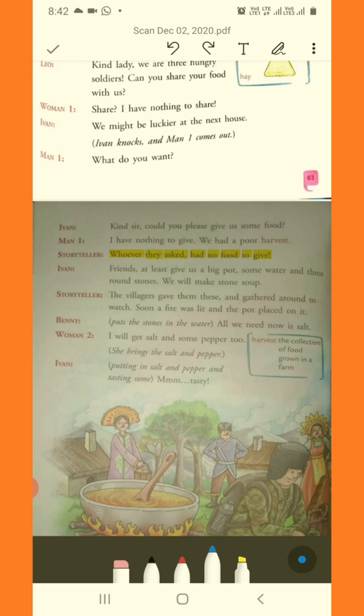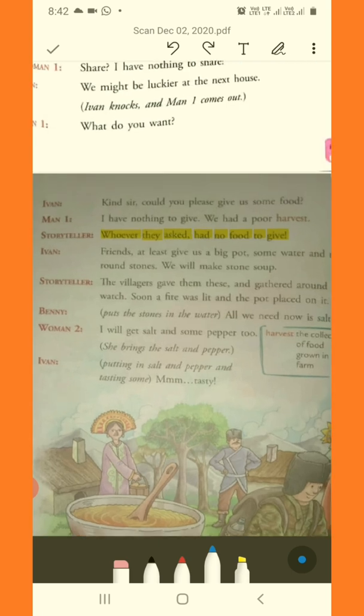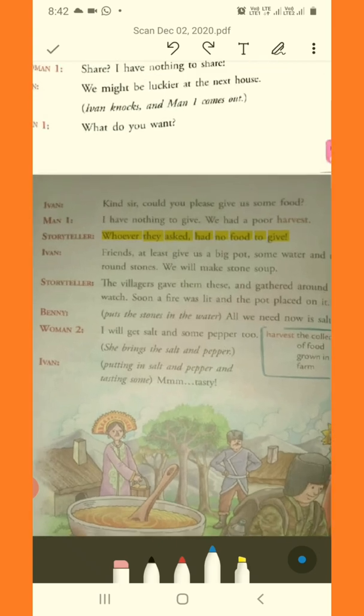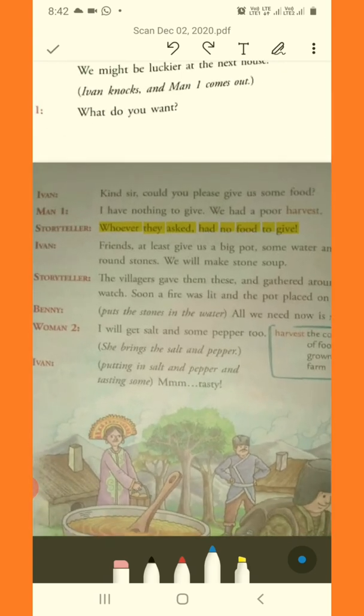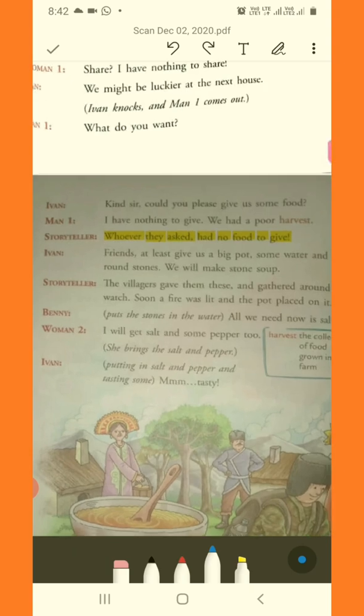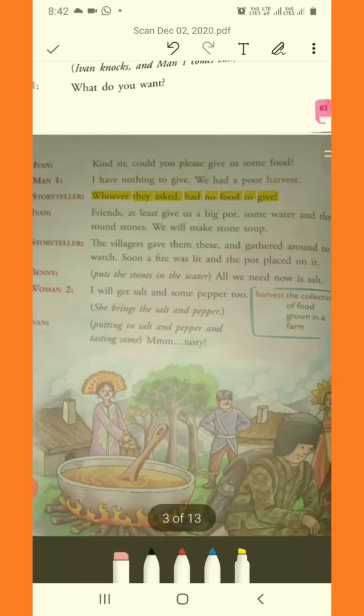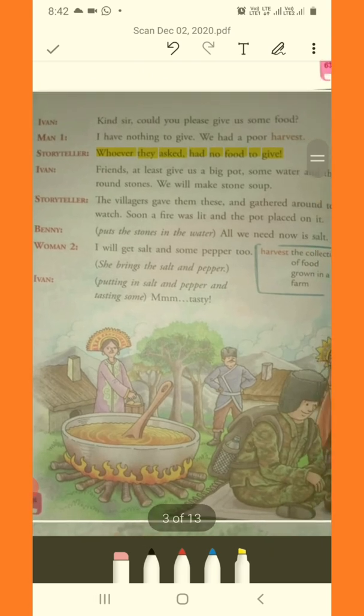Now the storyteller comes up again. The villagers gave them those and gathered around to watch. Soon a fire was lit and the pot placed on it. So the villagers provided those things, and then they gathered around to watch. Soon a fire was lit and the pot was placed on top of the fire. Now what will Benny have to say? Let's find out. Benny puts the stone in the water.